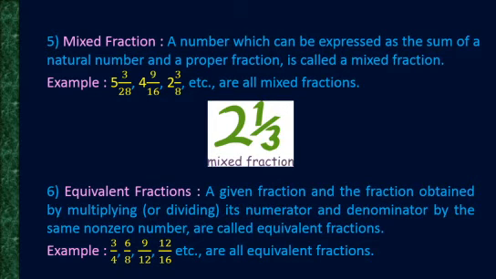Equivalent fractions. A given fraction and the fraction obtained by multiplying or dividing its numerator and denominator by the same non-zero number are called equivalent fractions. Example, 3 by 4, 6 by 8, 9 by 12, 12 by 16 are all equivalent fractions because on cancellation of 6 by 8, 9 by 12, 12 by 16, we again get the fraction 3 by 4.